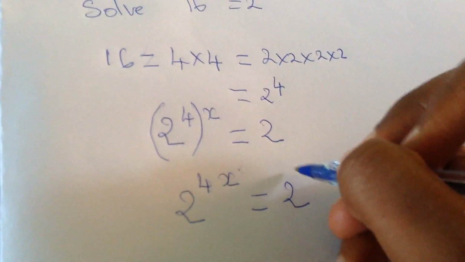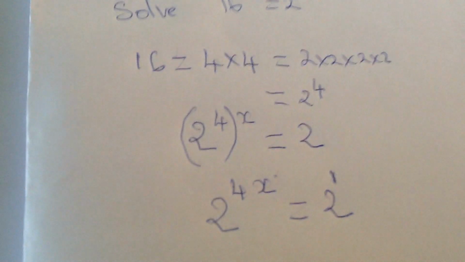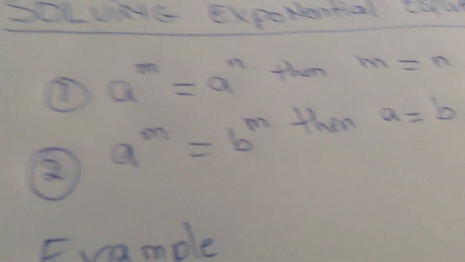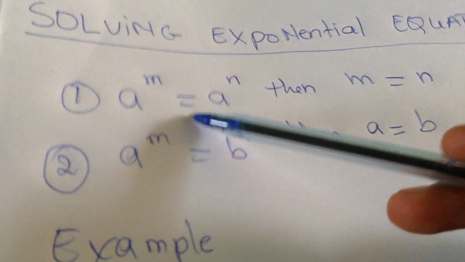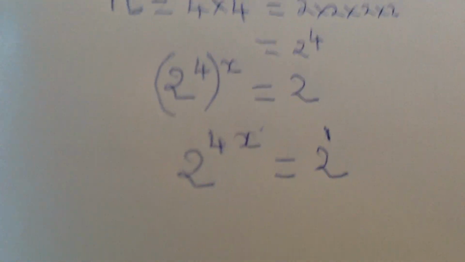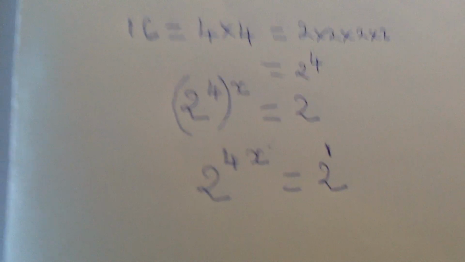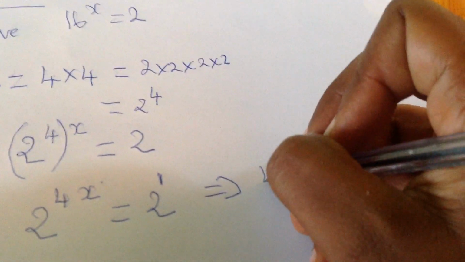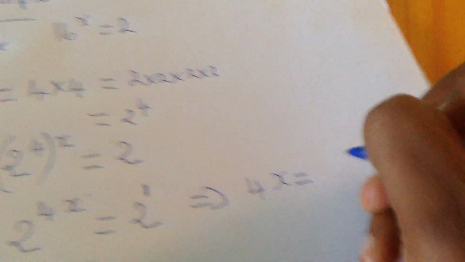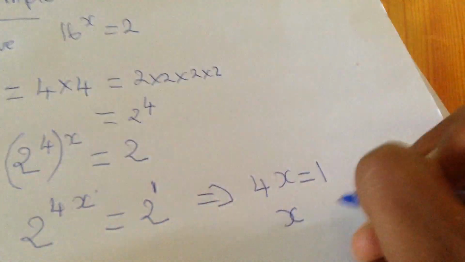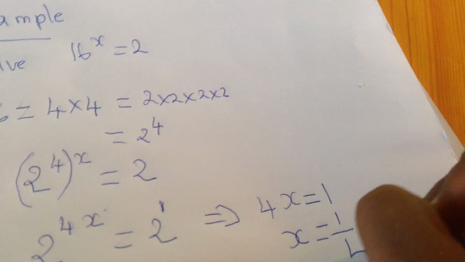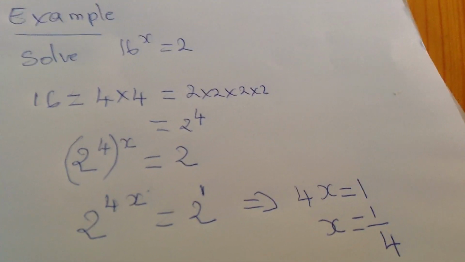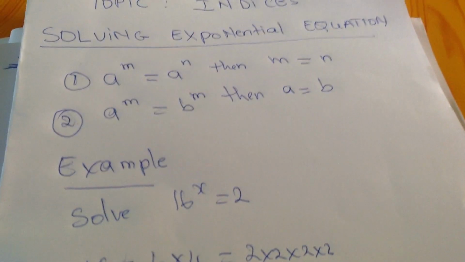Then, because there's nothing here, it is 1. So then you can now equate the indices, because you are applying the first rule. Here a is your 2, your m represents your 4x and the n is 1. So then you write 4x is equal to 1. So x is equal to 1 over 4. Then you have solved it. As I said, it is something very, very easy. You just apply the rule and you are fine.